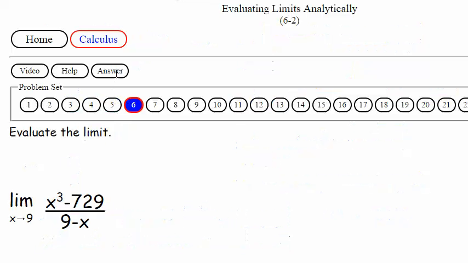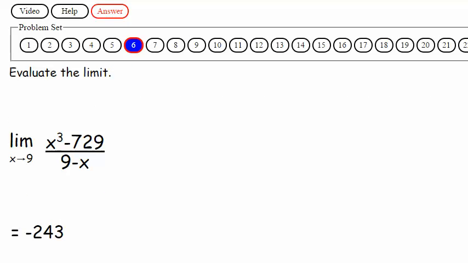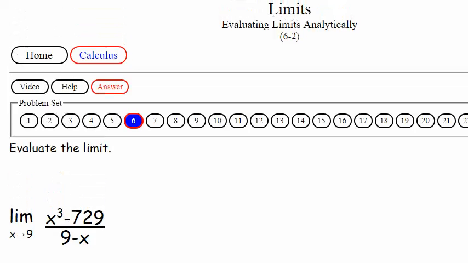Alright, back to the website. Clicked on the answer there, and as you can see, we have negative 243.